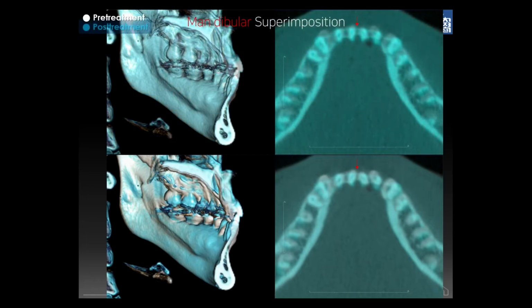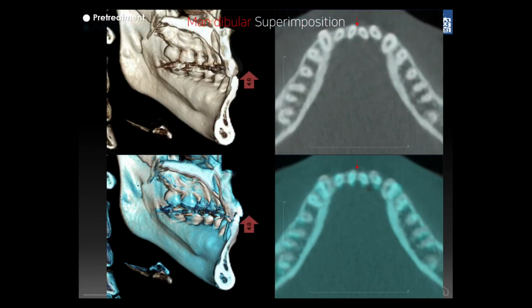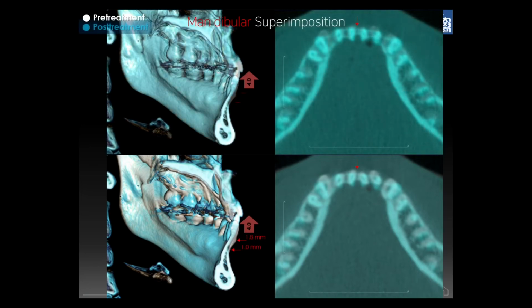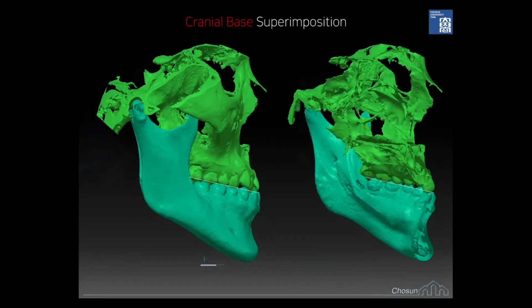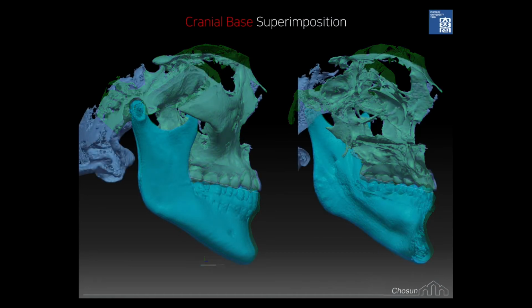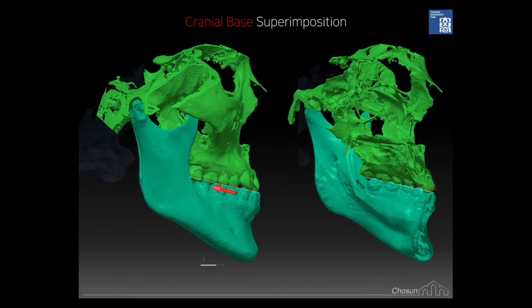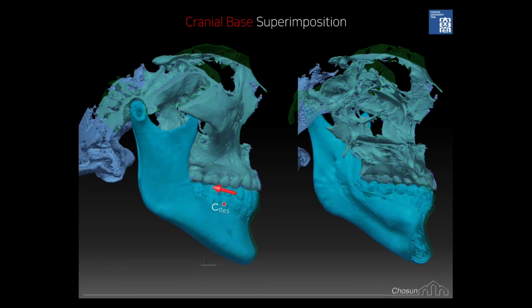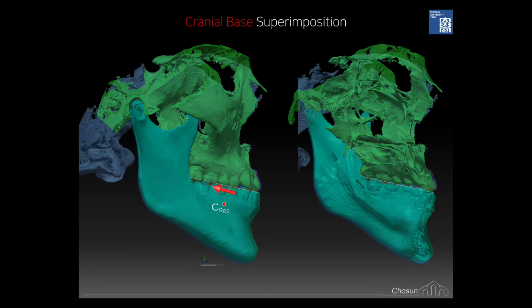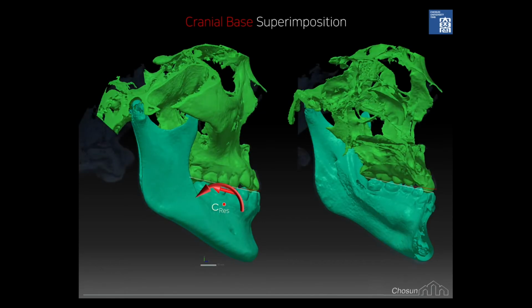Along with 4 millimeters of extrusion of mandibular incisors, the alveolar bone became thinner. This counterclockwise rotation of the occlusal plane was caused by the distalization forces passing through the occlusal side of the center of resistance of the mandibular dentition, generating a counterclockwise moment.